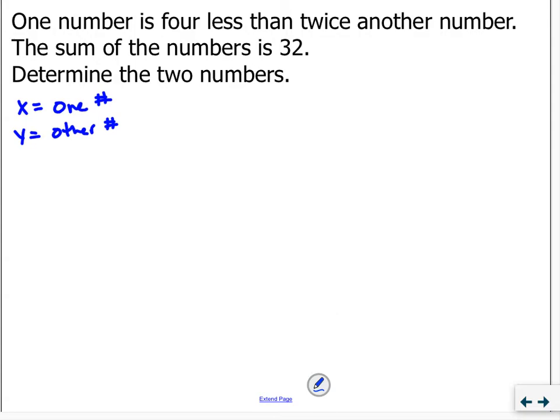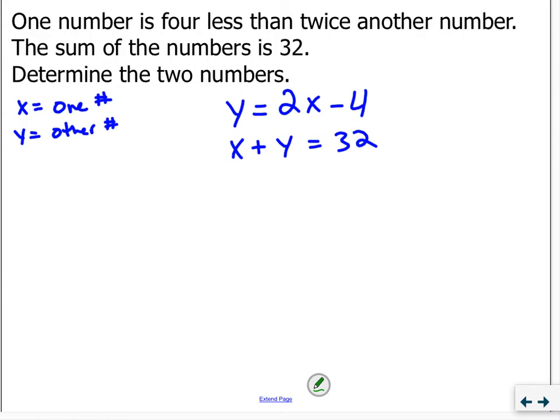Translating that into some algebra, maybe we'll say there's a number that's equal to, let's see, 4 less than means I have to do this, because it's 4 less than something. It's 4 less than twice the other number. So there's my first equation. Can you write one for the second equation? The sum of the numbers is 32. So I'm going to add those two numbers together, and I'm going to get 32.